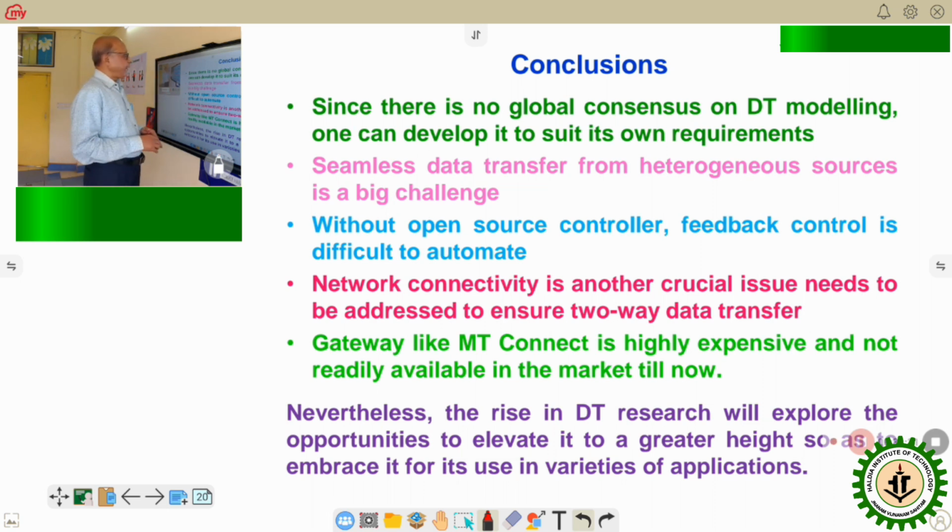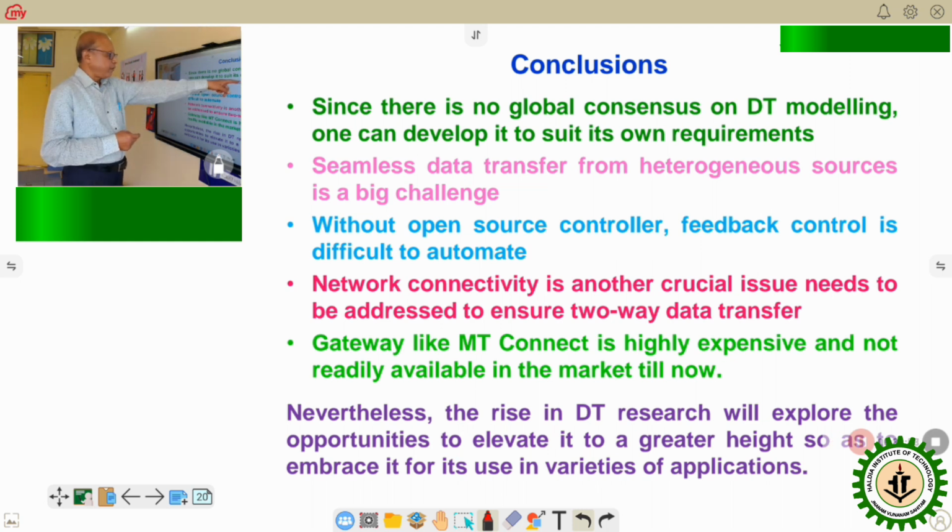So to this end, some concluding remarks. Since there is no global consensus on DT modeling, one can develop it to suit one's own requirements. So it is the prerogative of the individual organization or department to design and develop its own DT, that is, a digital twin, to satisfy its intended objective.